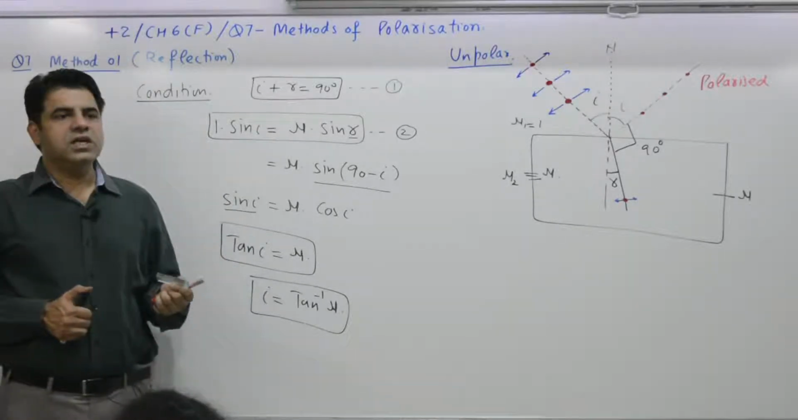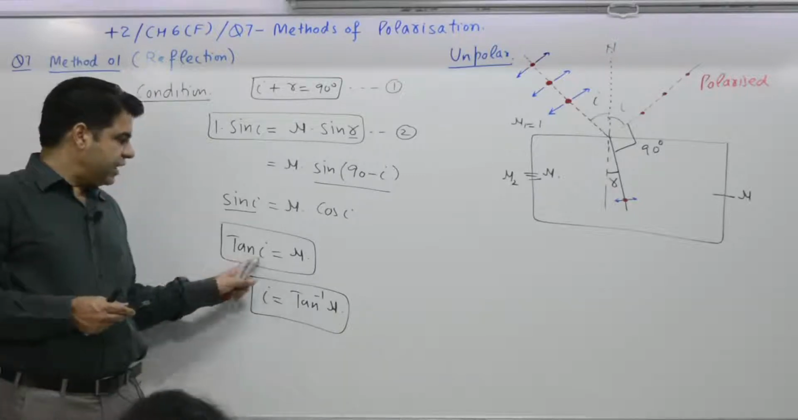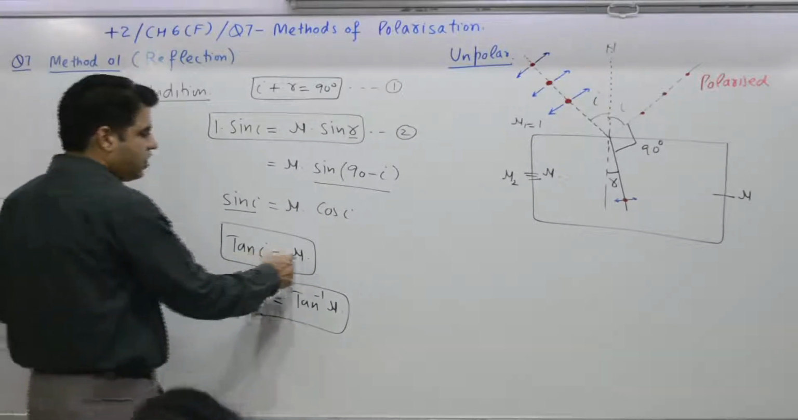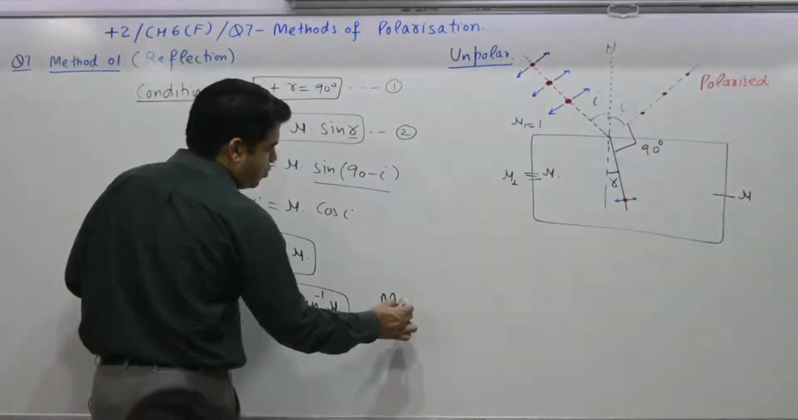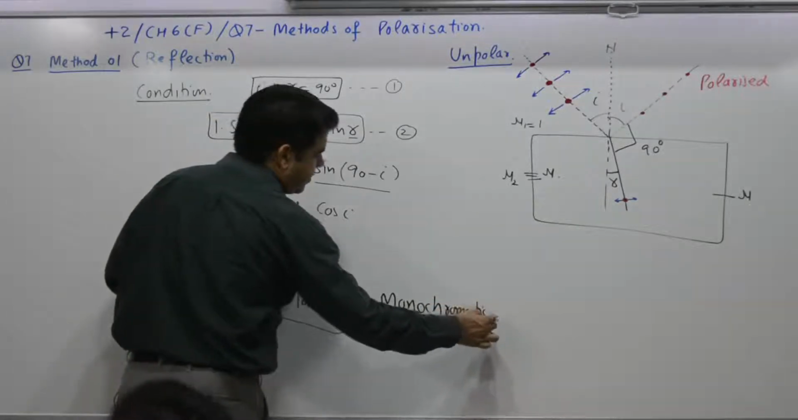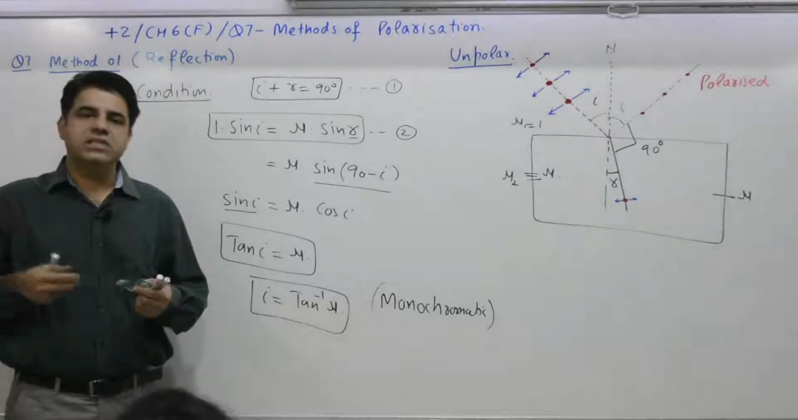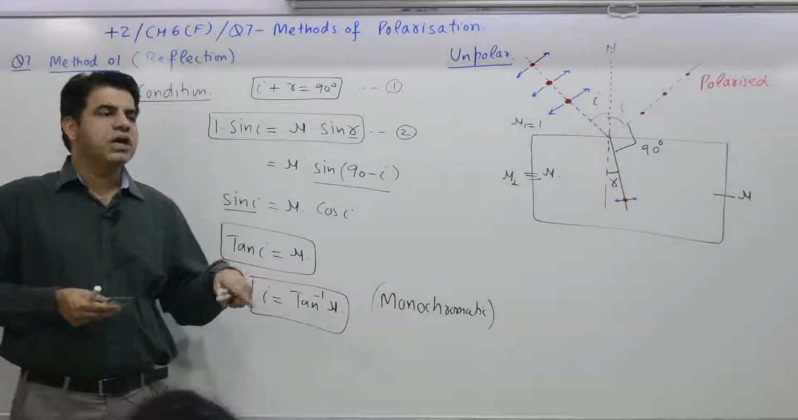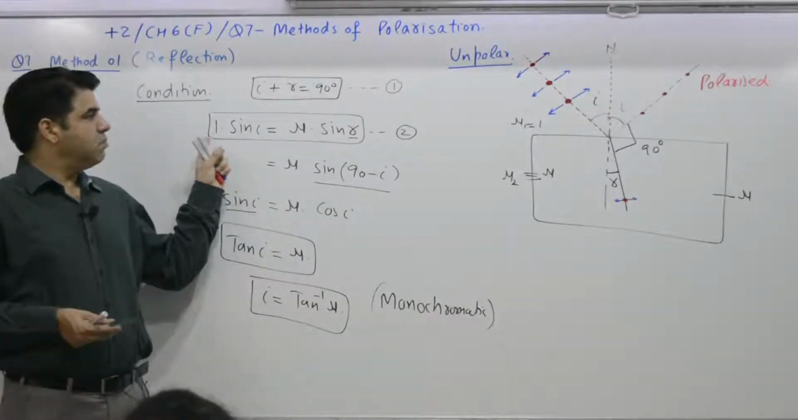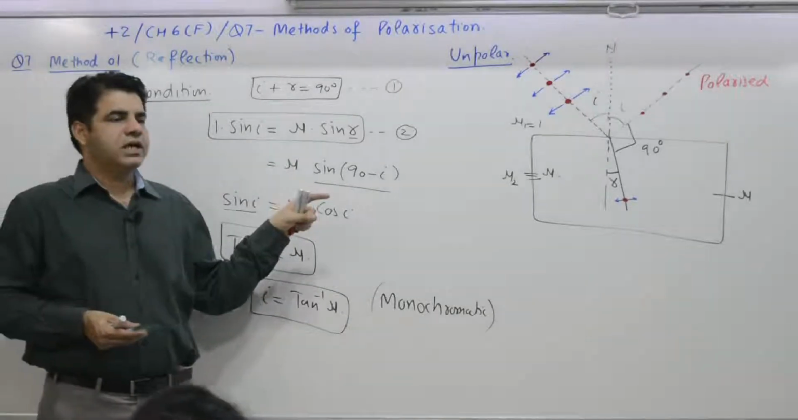Now nu is different for violet, indigo, blue, green, yellow, orange. So this I is also different for different colors. That is why it is true for particular nu means what? Monochromatic. Because for other wavelengths nu will be different. So I will be different. So polarization by reflection is achievable for monochromatic light.